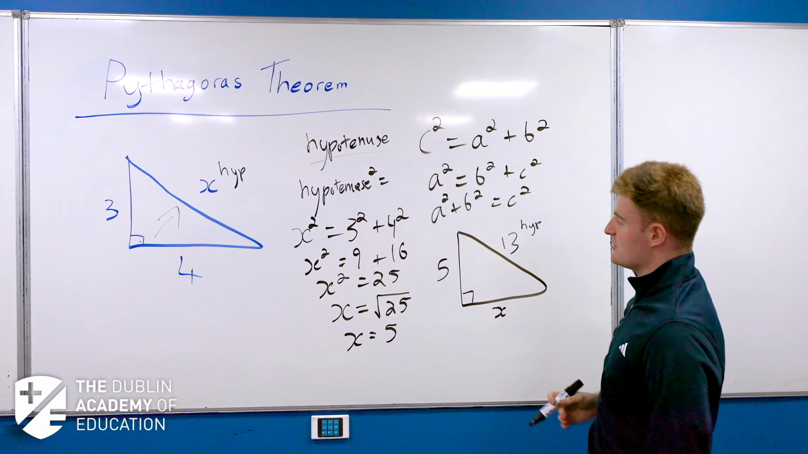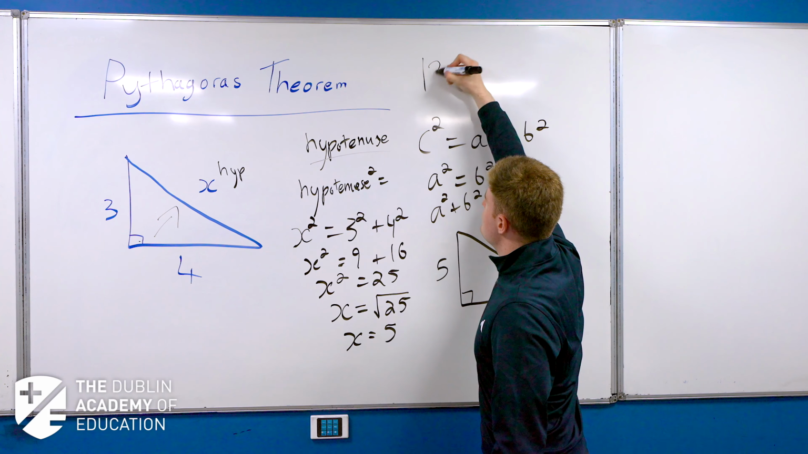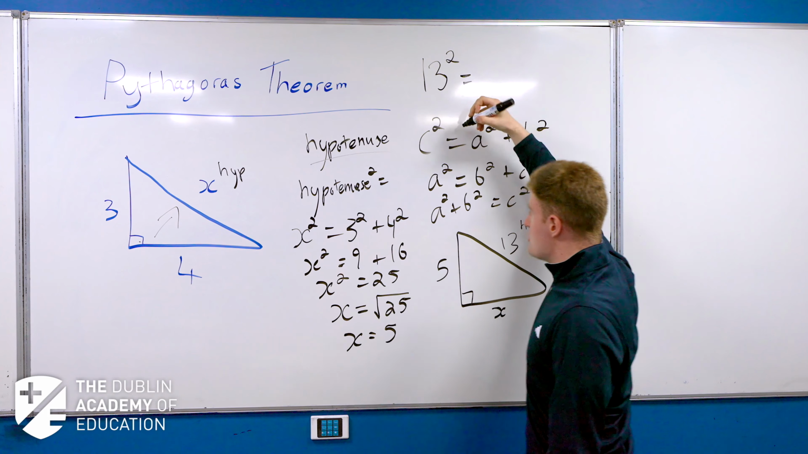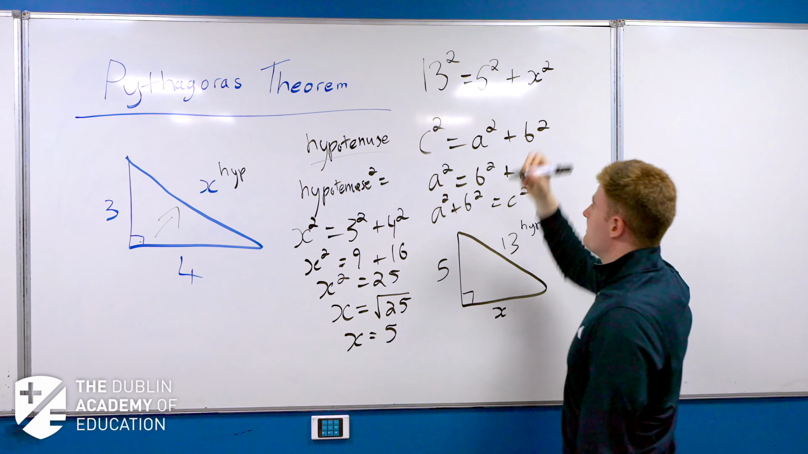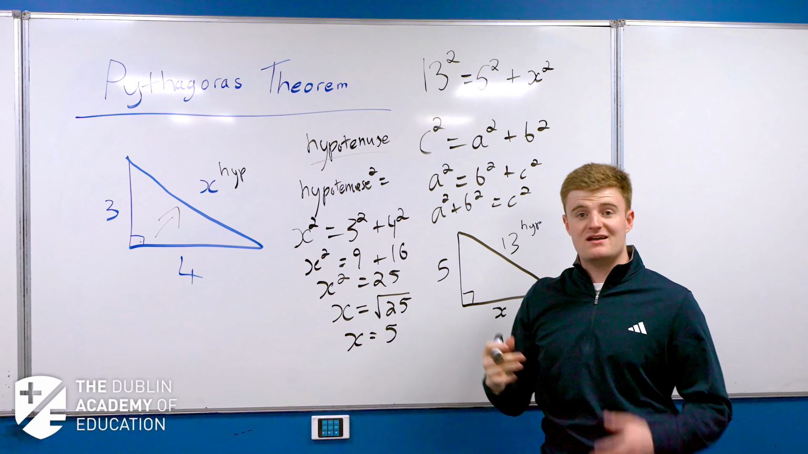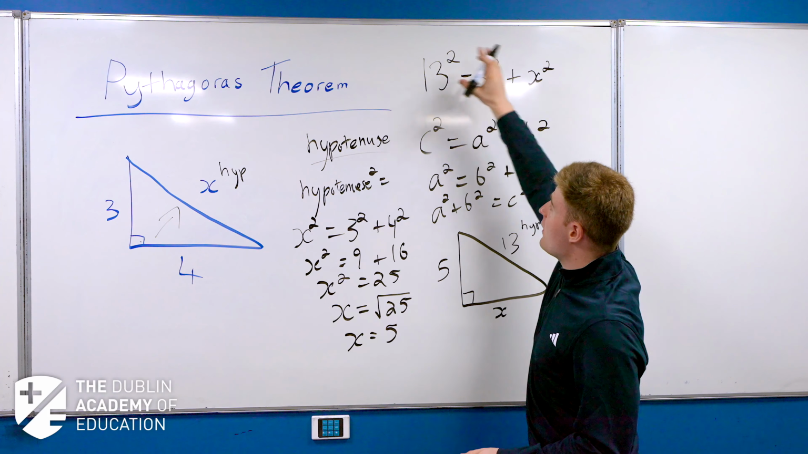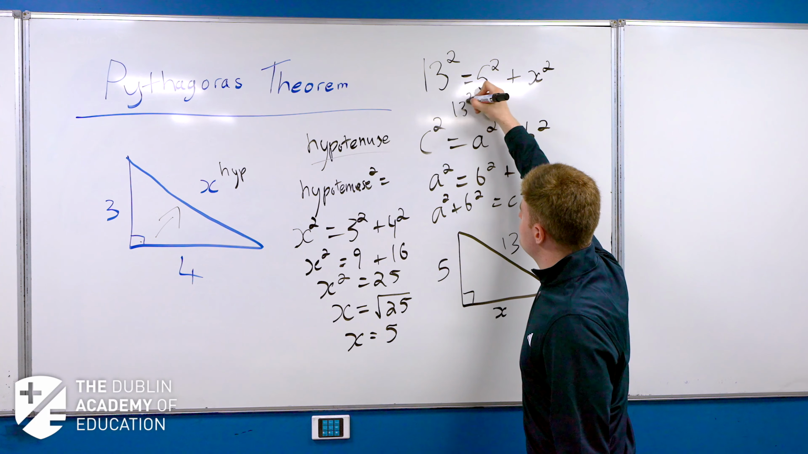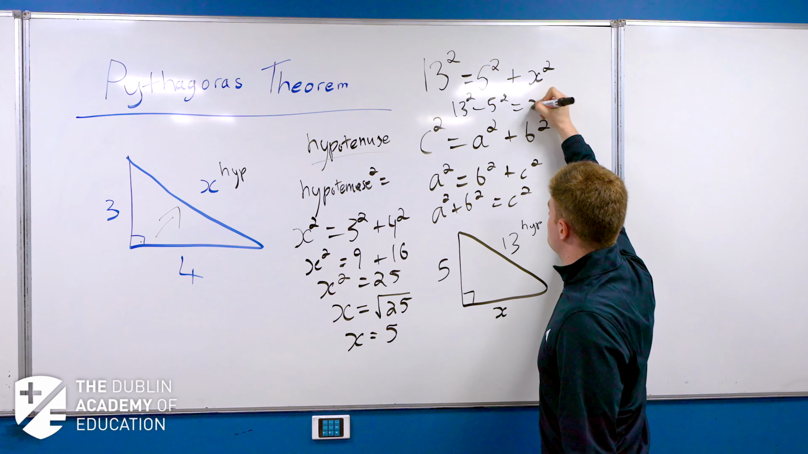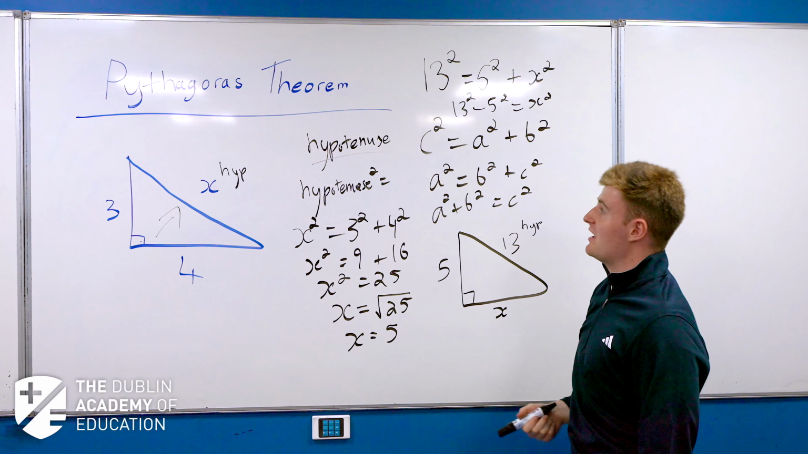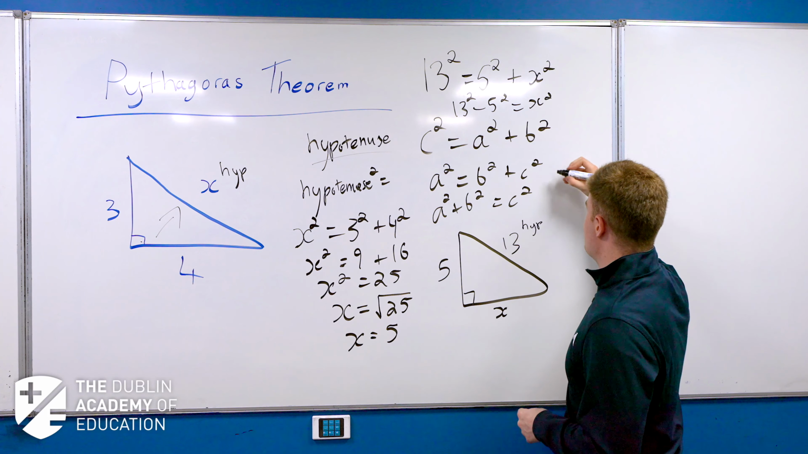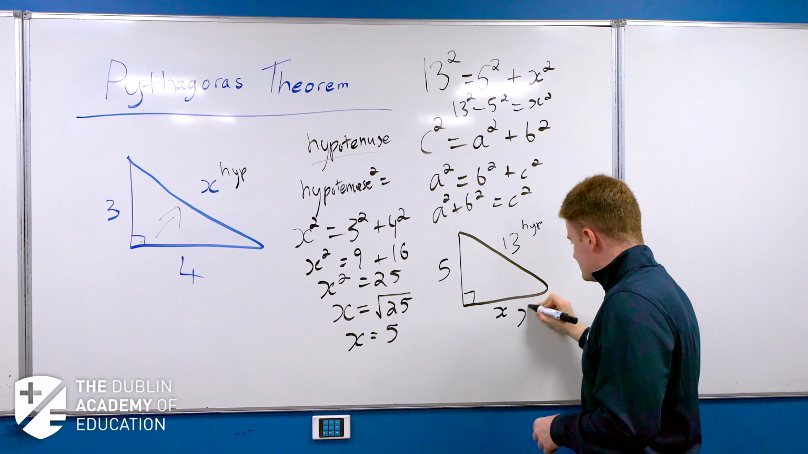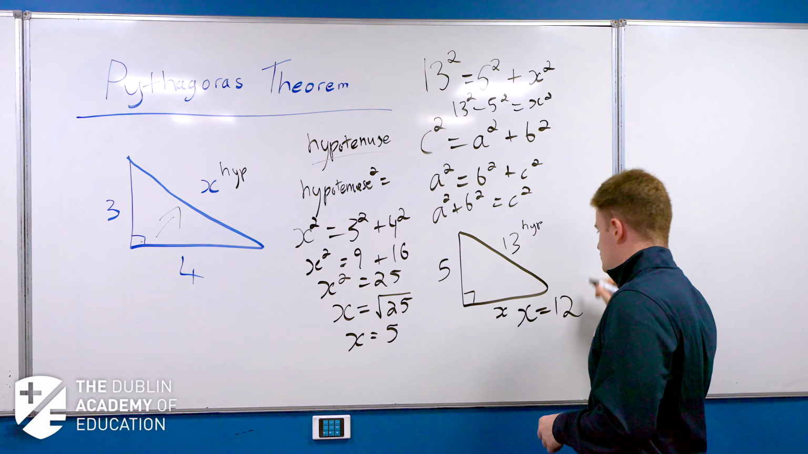I'll put it up at the top here so you can see it. We'll say 13 squared, the hypotenuse, equals 5 squared plus x squared. Now you're trying to solve for x, get it by itself. Move the 5 over, so do 13 squared minus 5 squared equals x squared. Type that into your calculator, take the square root, and you'll get your answer. What you're left with there is an answer of x equals 12.